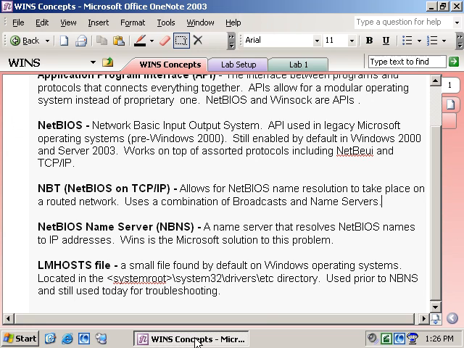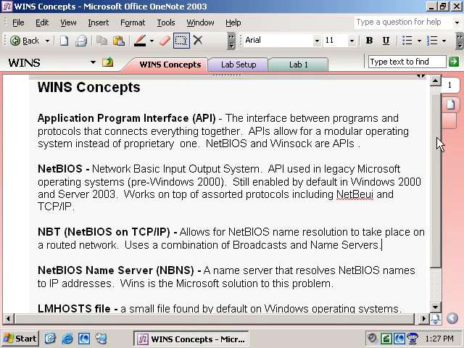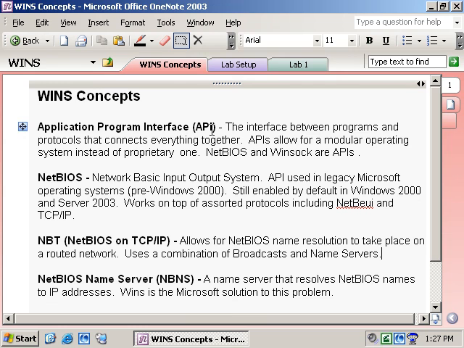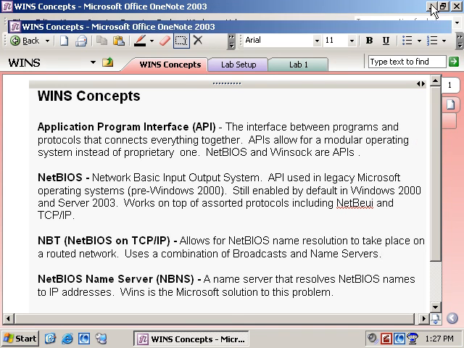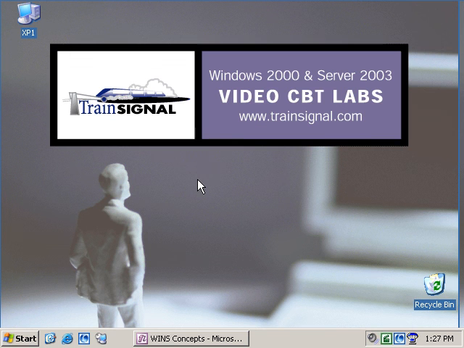Okay, so along with the LMHOSTS file, we covered what a NetBIOS name server was, what NetBIOS over TCP/IP is, and this is in contrast to the initial NetBIOS API, which was typically run with NetBEUI. And then we also talked about what an application program interface is. So these concepts all tied together can really help you out when it comes time to get a better understanding of how WINS works. Okay, that wraps up our WINS concept video.